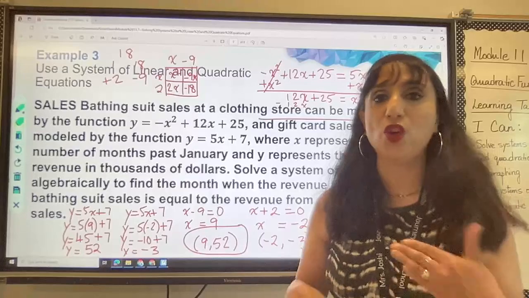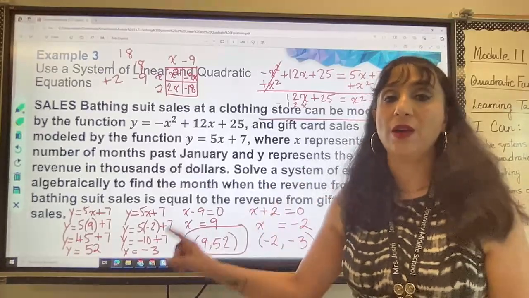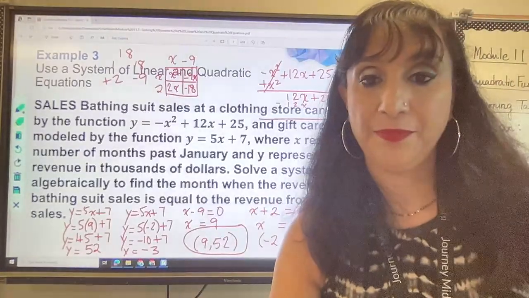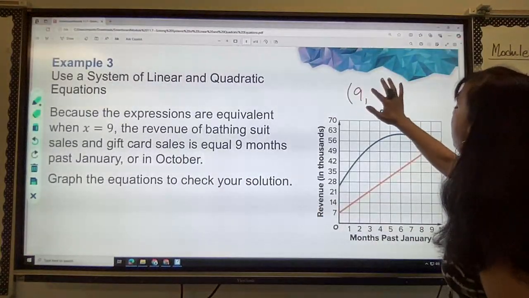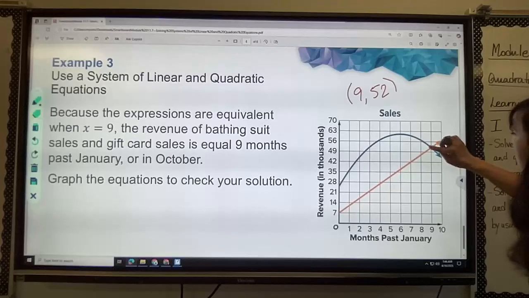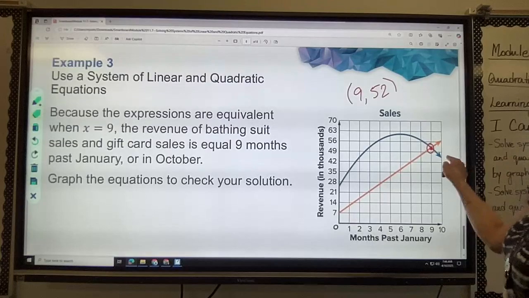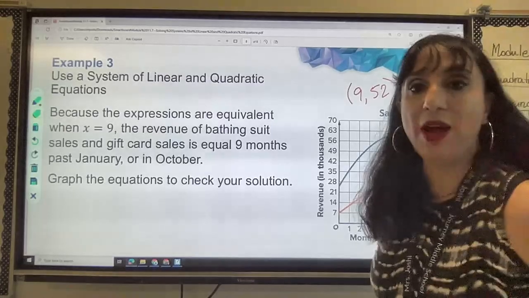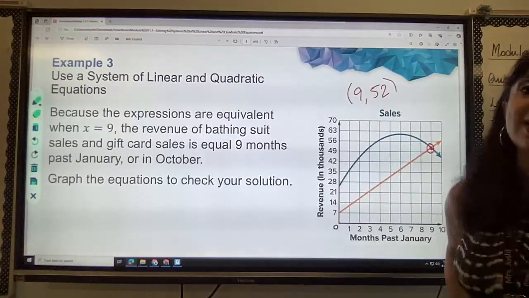So I'm going to go ahead and show you the graph, which has already been made out, and so we know this is the solution for that graph. So let me go ahead and show you that. So here you go, and I just told you that my solution was 9, 52. So look, 9, and here is 52. So that is my solution over here. We can see both the lines are intersecting. The parabola and the linear equation, in this case, both of them are intersecting over there.